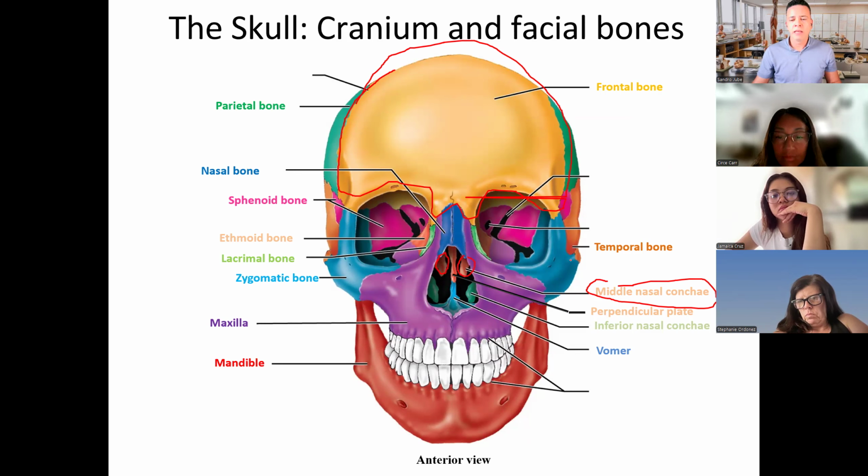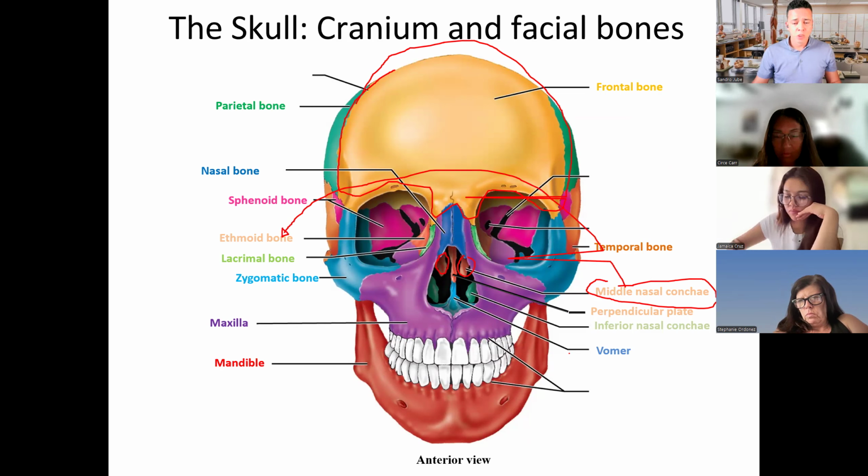These are markings of the ethmoid bone. So they belong to the ethmoid bone. So if I was pointing to this guy here on the exam, this would be the left middle nasal concha of the ethmoid. The other one would be the right middle nasal concha of the ethmoid.